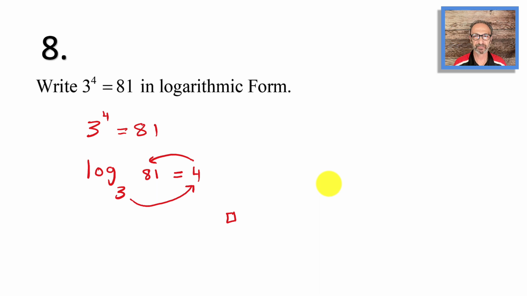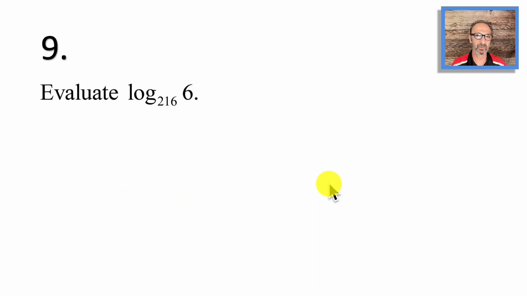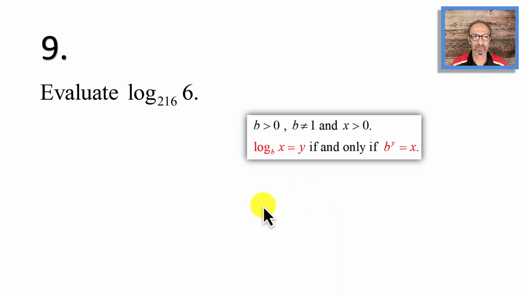Let's try something else. Evaluate the following. We still have the same formula right here. Well, to find this, let's call it y, and let's solve for y. Let's rewrite this in exponential form. 216 to the power y equals 6. So I'm assuming that 216 is a multiple of 6.